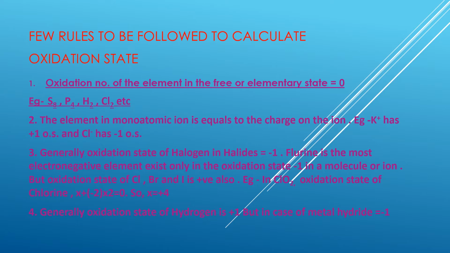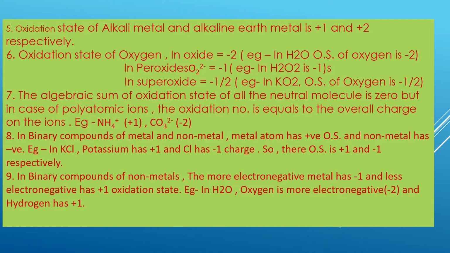Now next, there are many other rules. Here I was discussing alkali metals and alkaline earth metals, so I will discuss that also. Just try to understand alkali metals. They normally have a tendency to lose one electron, so they are normally unipositively charged and their oxidation state is also +1. Like lithium, sodium, potassium, rubidium, cesium.